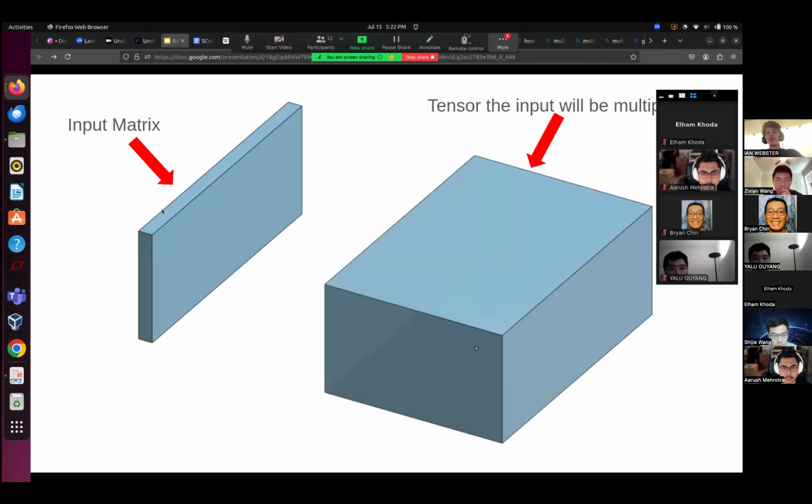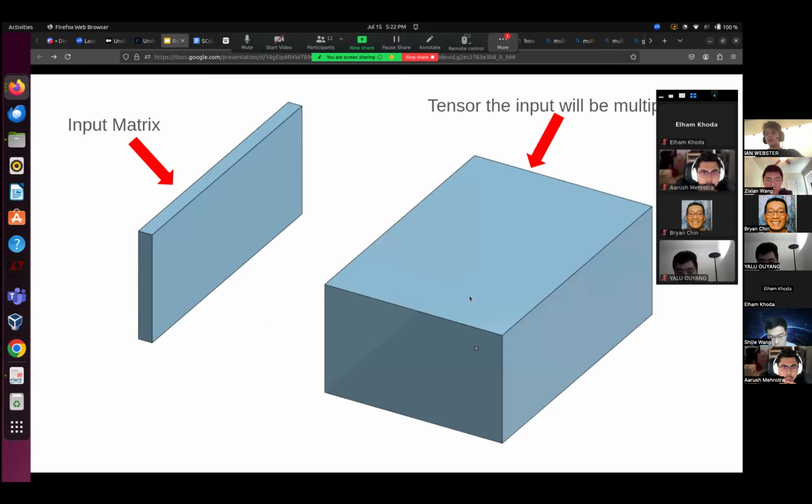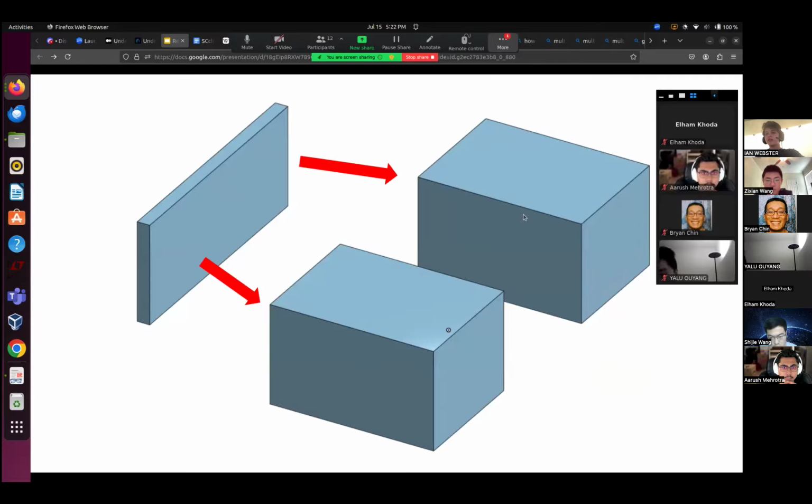So let's say your input matrix looks like this. It's just an S by H by 1 matrix. And then let's say you need to multiply that by this massive matrix, the tensor. It's going to be a matrix multiplication, but you don't want to store all the activations for that on one device. What you can do is split your tensor matrix, this is the tensor matrix, across 2 devices.